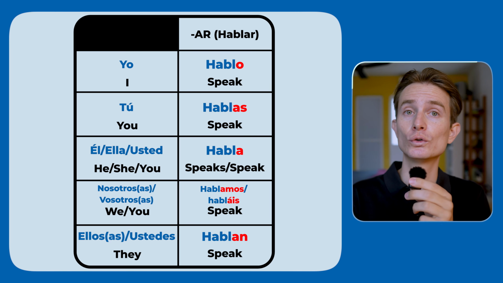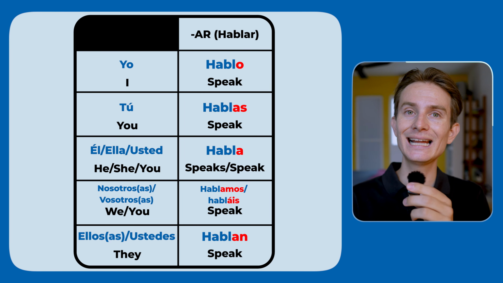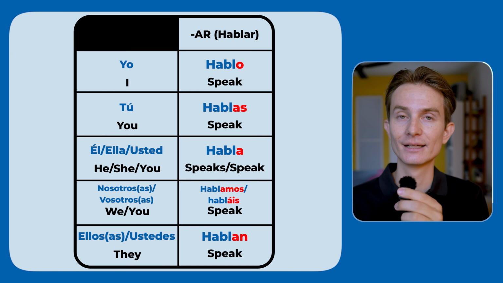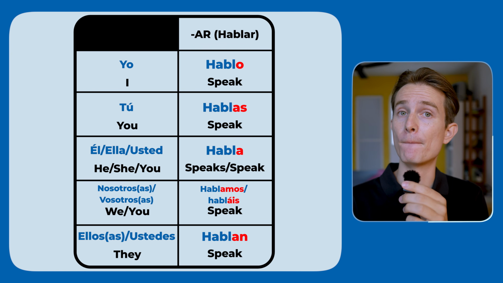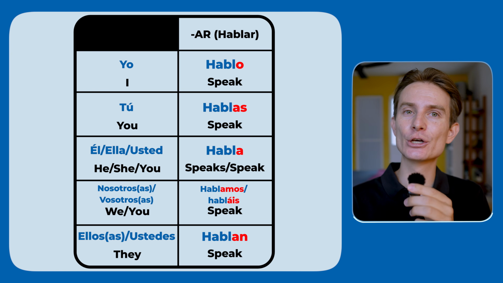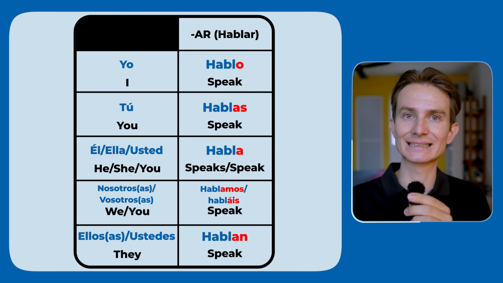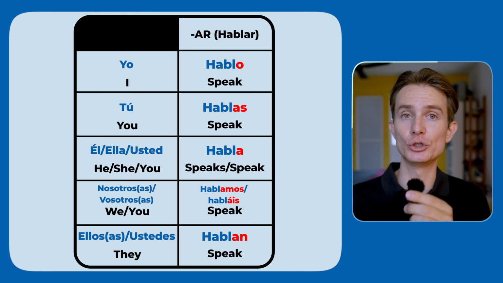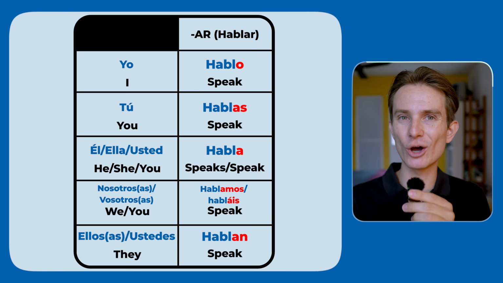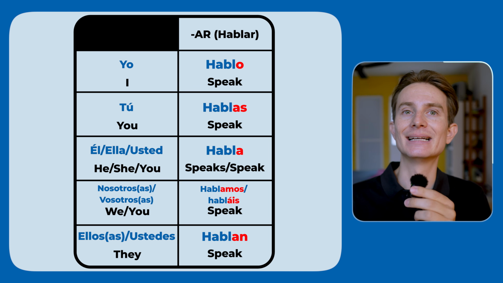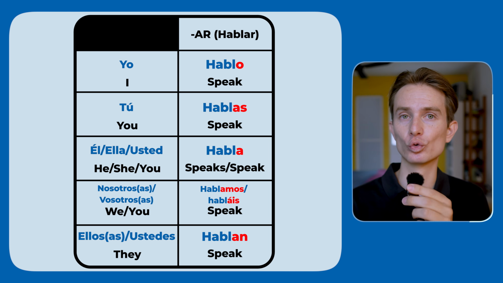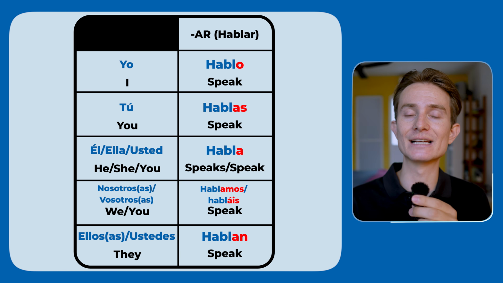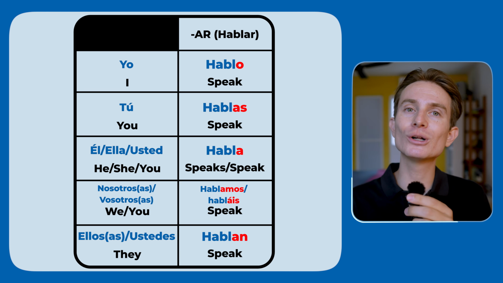Subject pronouns in Spanish are yo, tú, él, ella, usted, nosotros, vosotros, ellos, ellas, ustedes. The vosotros form, meaning you guys or you all, is informal and only used in Spain. In Latin America, we use the word ustedes to refer to you guys or you all in both formal and informal situations.